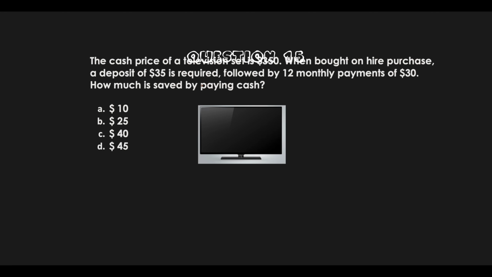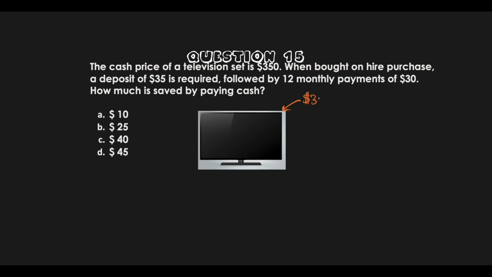The cash price of a television set is $350. So this here costs $350. Now it can be bought on hire purchase, right? With a deposit of $35 and after 12 monthly payments of $30. So although this is $350, in hire purchase we could pay a deposit of $35 first. And then after that, we can do 12 monthly installments of $30.